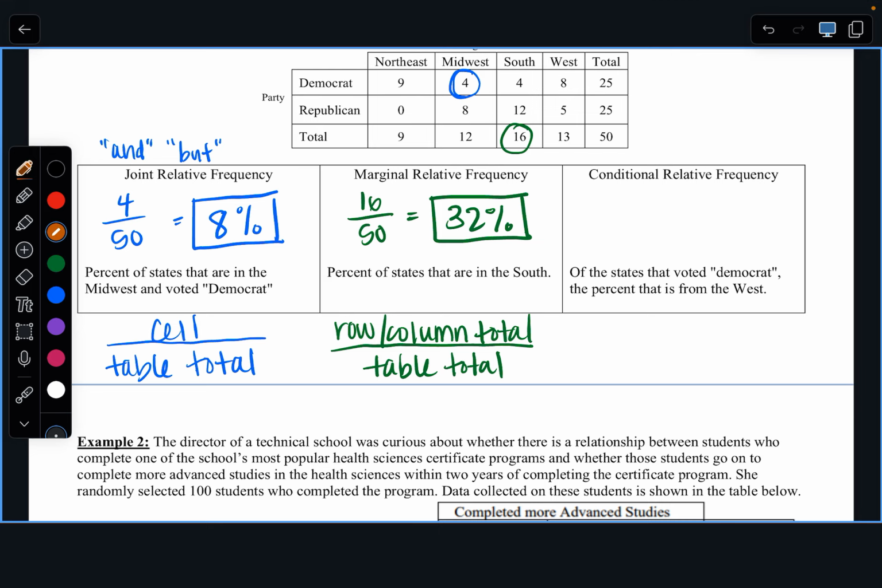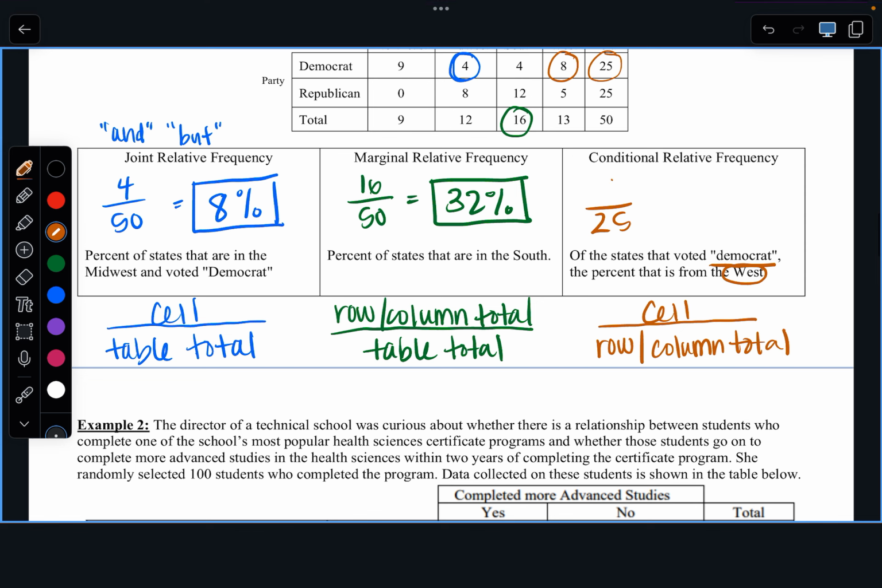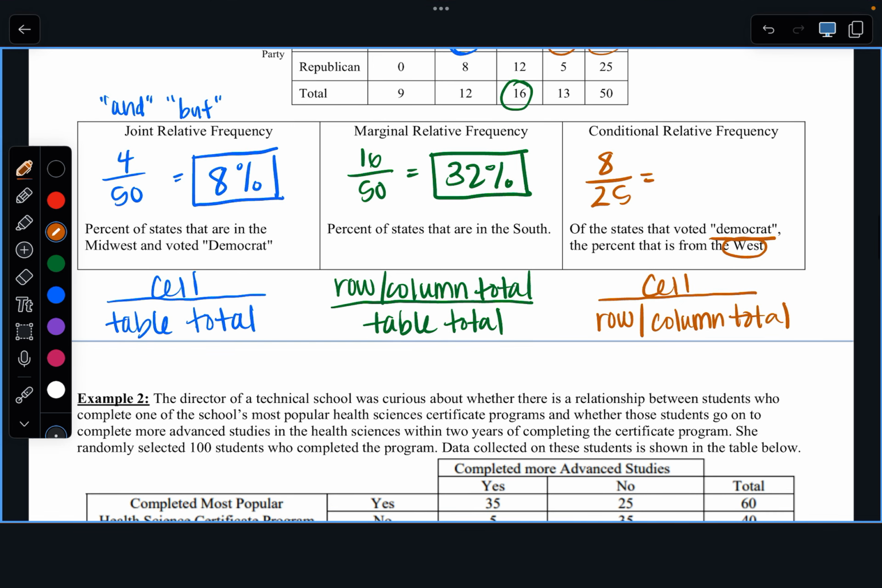And then your most popular one is our conditional relative frequency. As it probably makes sense with the name, it gives you a condition that you have to meet first. So we are going to look at a specific cell, but instead of being over the table total, it's going to be over a row or column total. So in this case, our condition is of the states that voted Democrat. So instead of looking at all 50 states, we want to look at the 25 that voted Democrat. Of the states that voted Democrat, the percent that is from the West. So there are 8 states of the 25 that were from the West. This is where my multiply by 4 came from. So this is 32%.